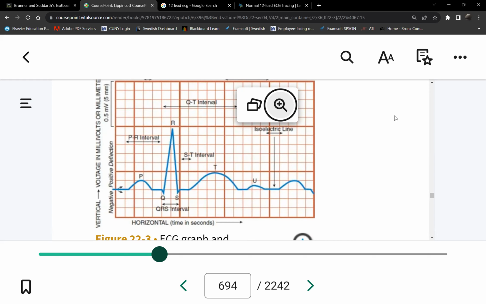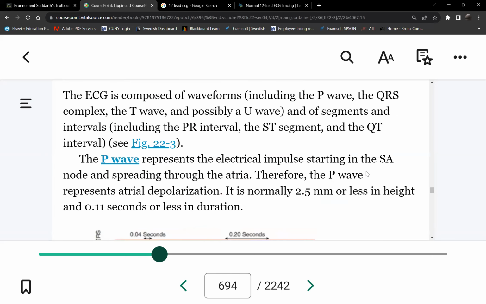So what does it mean when we see a P wave, a QRS, and then a T? Okay, so let's discuss each wave and complex. Start with the P wave. Here's your P wave.